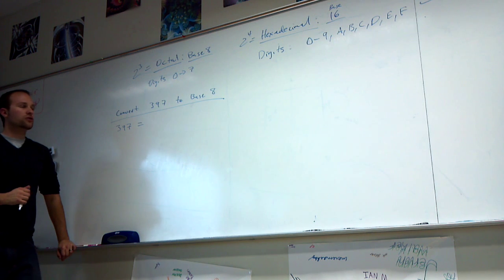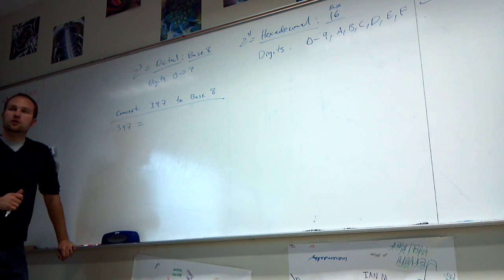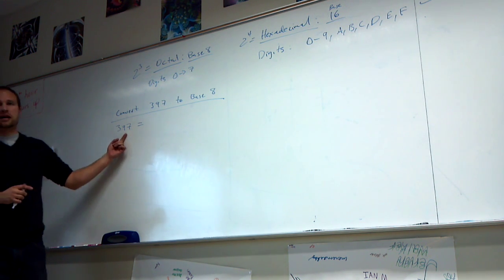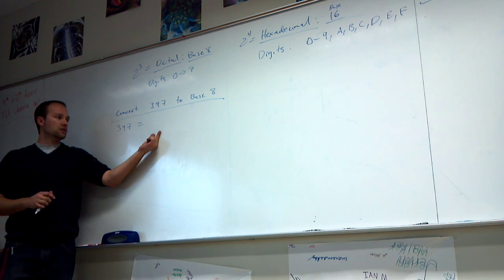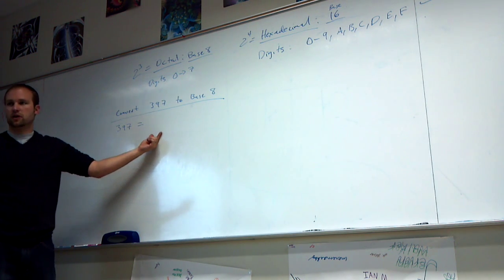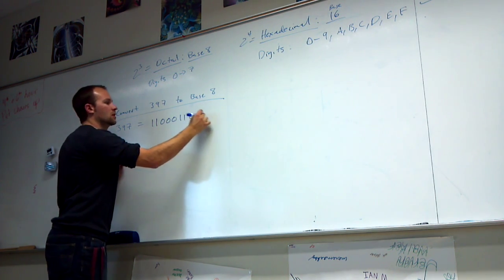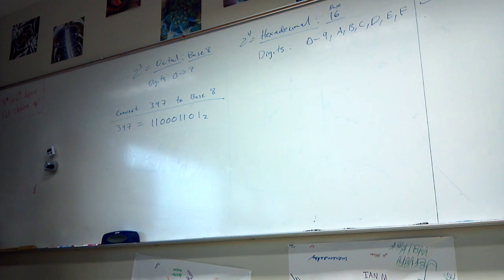You could do it directly, but I want to show you this. We already did 397 to base 2. What was that number? Read it. 1-1-0-0-0-1-1-0-1. Okay, we know this already.